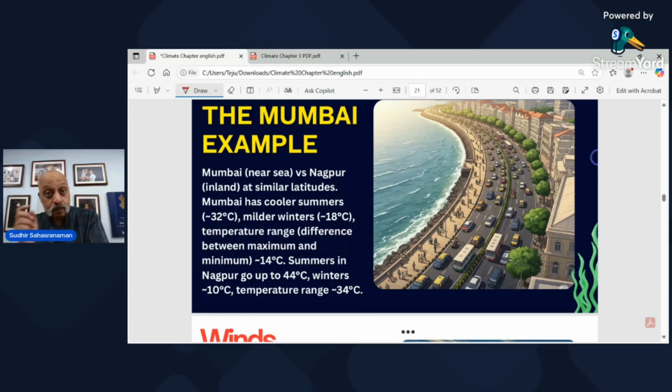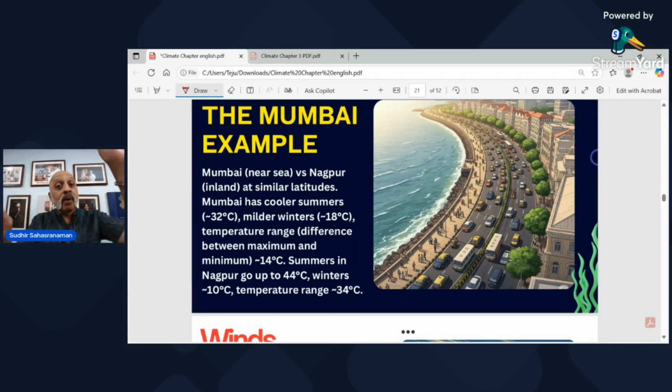The summers in Nagpur, which is known as the Orange City because tasty oranges are grown there, can go up to 44 compared to Mumbai, which will go up to 32. But because of the humidity, you will feel very sweaty and hot in Mumbai. Similarly, temperature in Hyderabad can go up to 43, 44, but the temperature in Visakhapatnam will not; it will be in the 30s. That will be a temperate climate, while this will be more of a hot climate. The winters can go down to 10 degrees in Nagpur, and the temperature range here is 34 degrees, much more than in Mumbai.